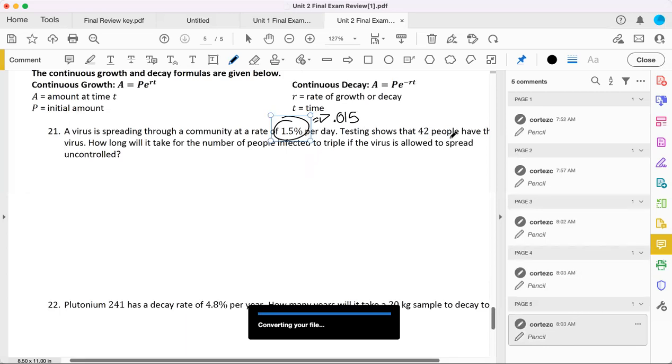You are showing that 42 people have the virus and it's aiming to triple. How long will that take? So you could set up growth because you have a principal of 42. Your rate's 0.015. You don't know the time because it's asking how long will it take. And you're aiming to get 3 versions of 42.